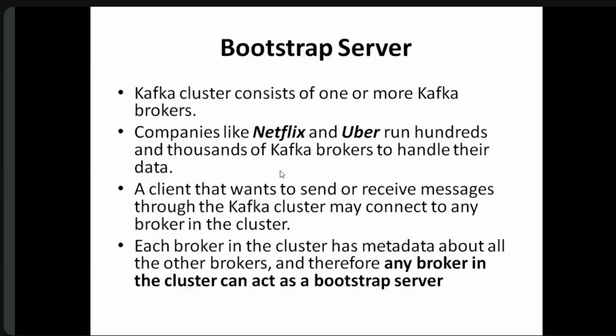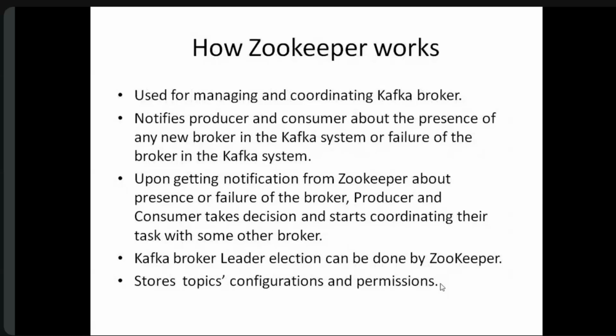Understood? So a client that wants to send or receive messages through the cluster, suppose if I create 2 brokers in the cluster, and even if you have the IP address of only one broker, you will be able to send the data to the other broker also.